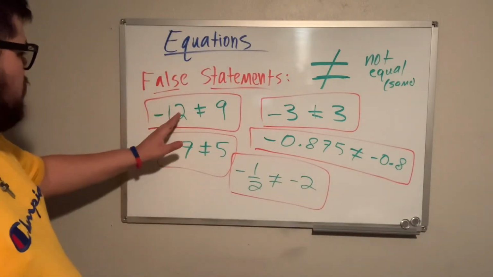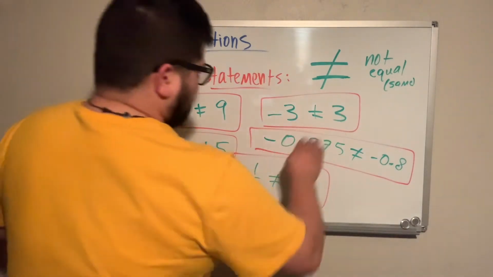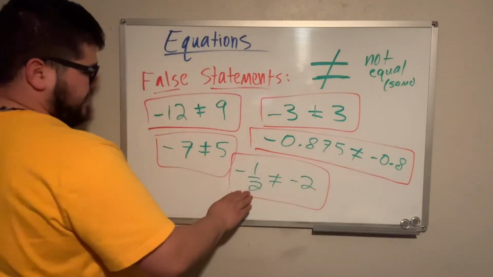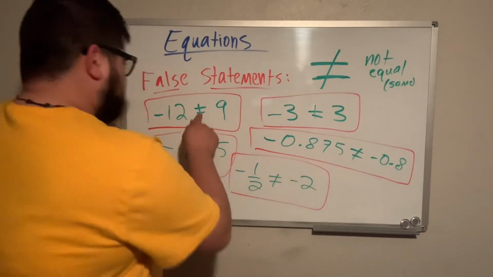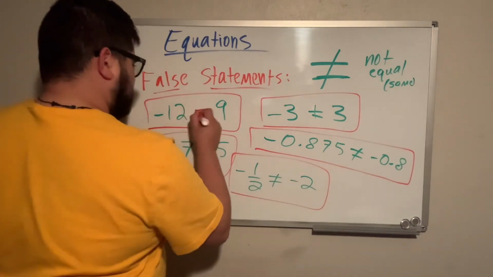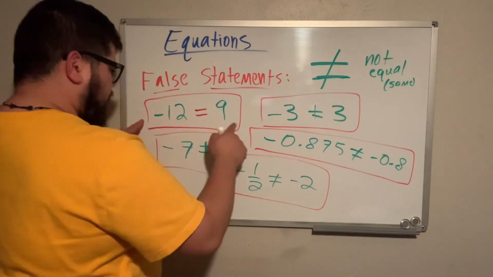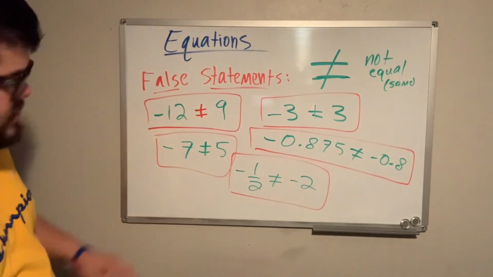So negative 12 does not equal 9. Negative 7 does not equal 5. Negative 3 does not equal 3. Negative 0.875 does not equal negative 0.8. And negative 1/2 does not equal negative 2. Again, we're looking at these as if they did not have the slash through them. Negative 12 equals 9? No, that is not true. That's a false statement, so I'm going to draw my slash through that line. These are examples of false statements.